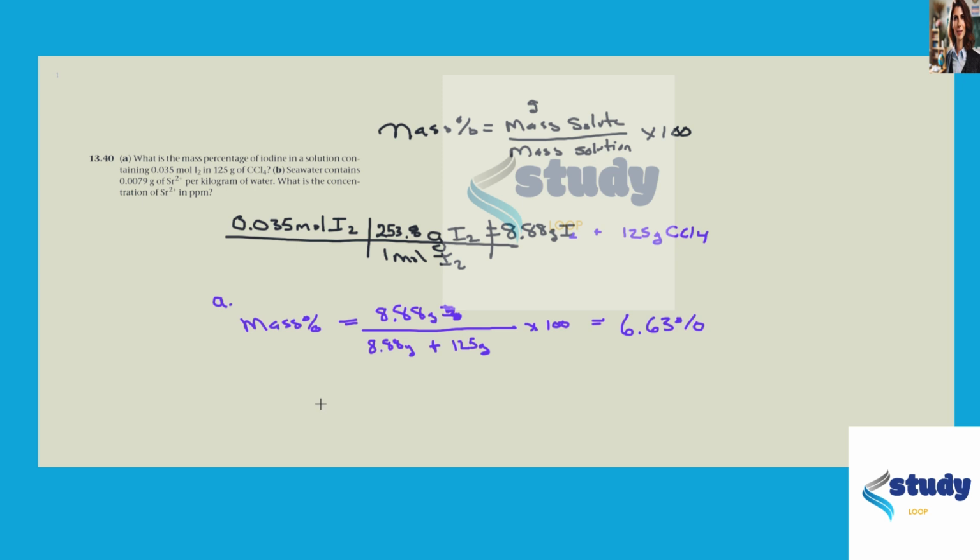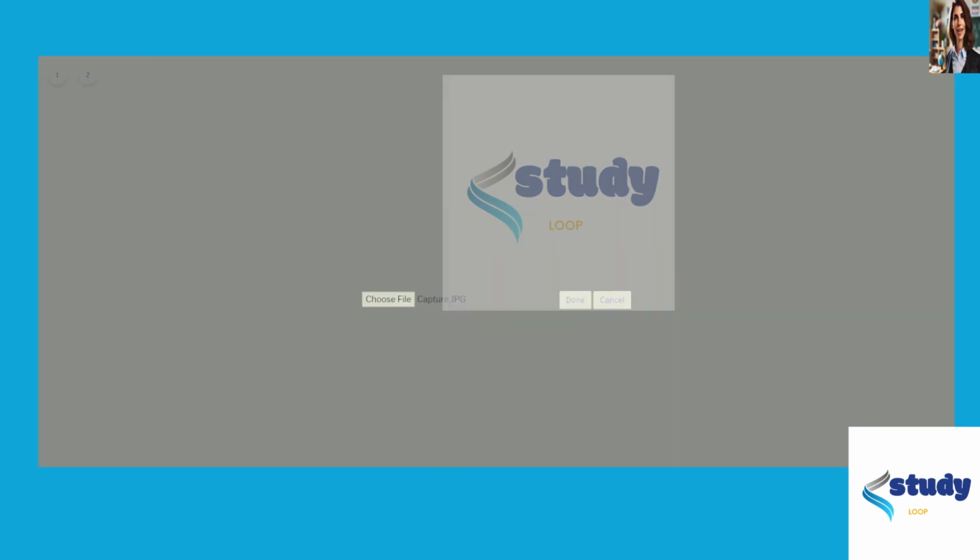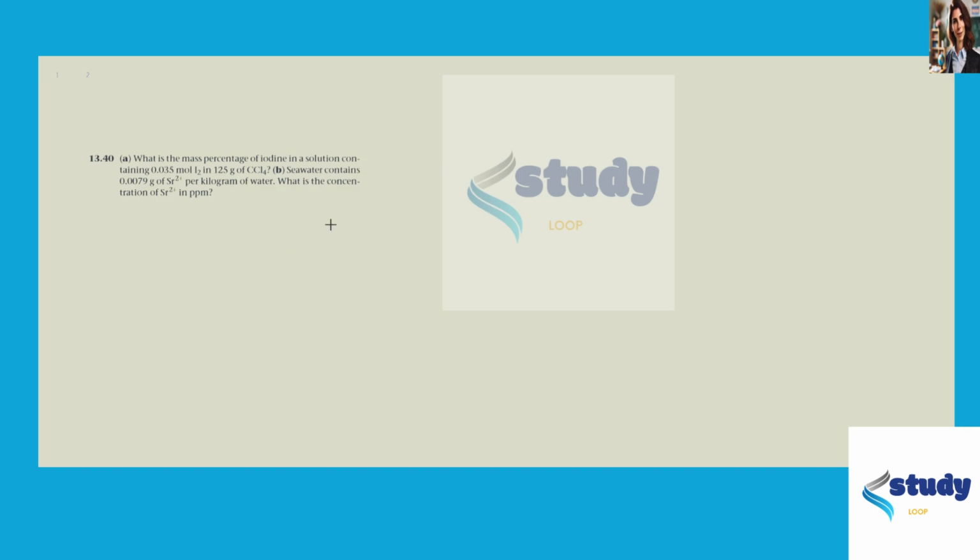I'll give you just a moment here if you'd like to write anything down. We're going to switch over to part B of our problem. All right. Opening up a new page, we're going to work on that. So we have seawater that contains 0.0079 grams of this particular cation, which is strontium 2+. And that's in every kilogram of water, per 1 kilogram. What is the concentration of strontium in ppm?